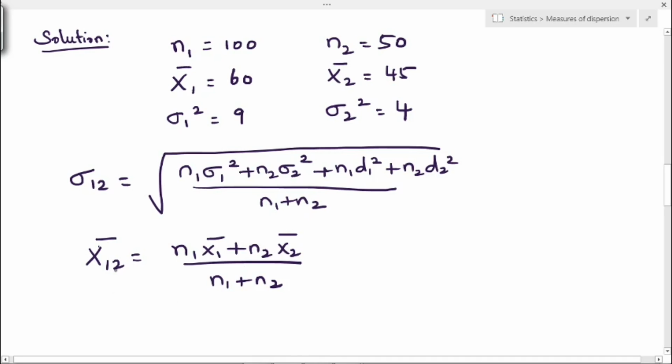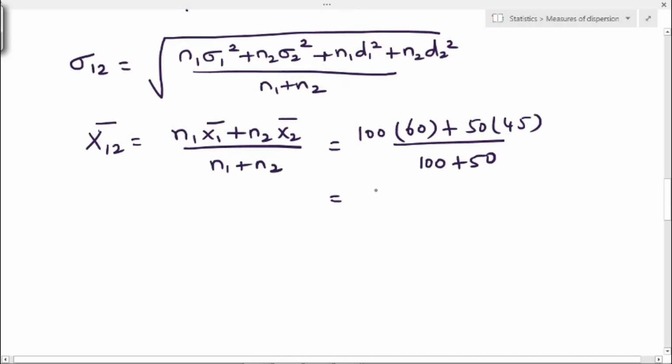Okay, so formula for combined mean is x12 bar equal to n1 x1 bar plus n2 x2 bar divided by n1 plus n2. So substitute the values. What is n1? 100 into x1 bar, that is 60, plus n2 50 into x2 bar is 45 divided by n1 plus n2. So 100 plus 50.